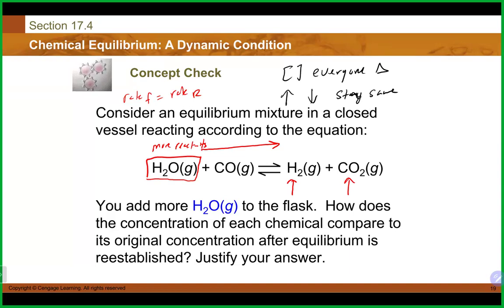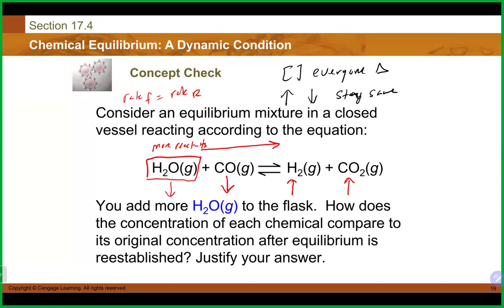Now remember, it's still a reaction, which means the only way we can make products is we have to use up reactants. So in terms of the CO, we would expect the concentration to go down, because the CO and the H2O have to come together to make our products, right? Now, in terms of the H2O, what you will pretty much overall see is it will go down.